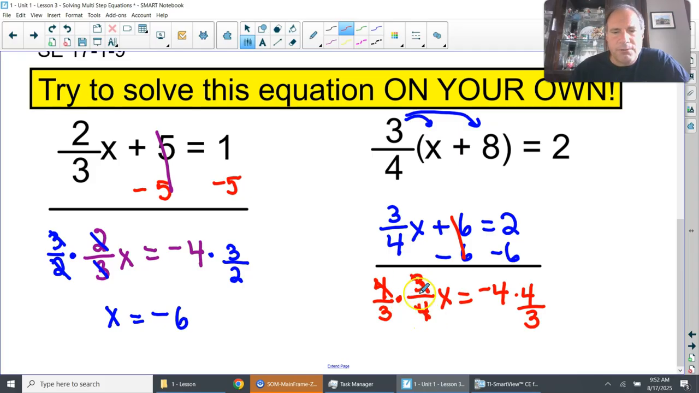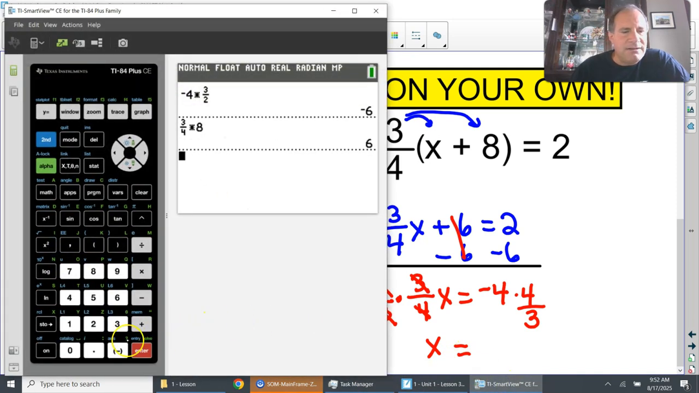4 cancels with 4, 3 cancels with 3, x comes down, equals, and we now have -4 times, and I'm going to put alpha x, 4/3. And that's -16/3.